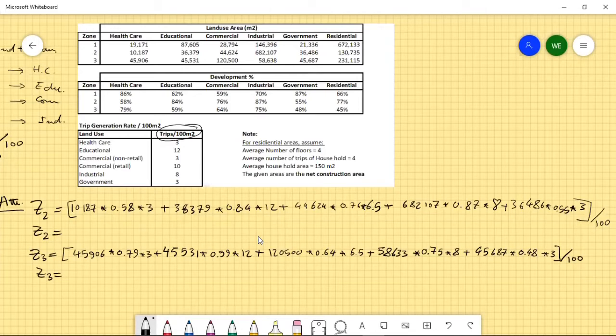Okay. What was the attraction for zone 2, please? 54,272. 54,000. Yes. 272. 273. It's no big deal. Yes. So these are 54,000, 273. And here's zone 3, please.